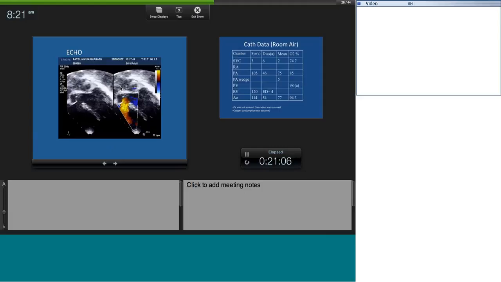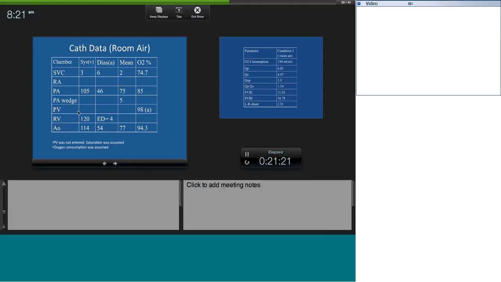I don't have the movies on the echo, but the echo shows more of a left to right shunt than a right to left. There was a phasic right to left flow, but mostly it was left to right. Okay, let's look at the baseline cath data. We decided to cath him. Older child, we wanted to get the numbers. Okay, so does anyone want to interpret this cath data?